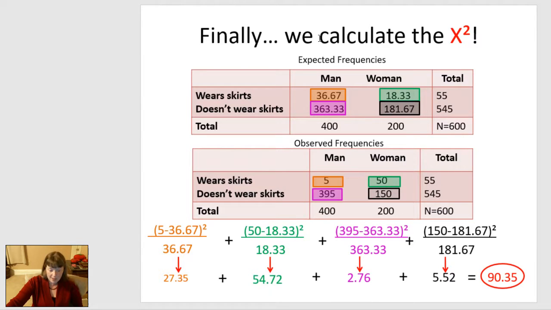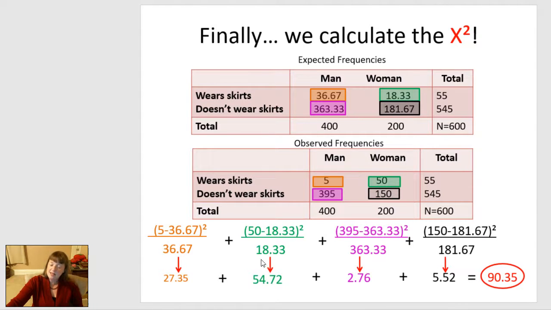Now I'm just going to calculate my chi-square exactly as I did before. I take what I actually observe in my data, 5 men wearing skirts, and I subtract what I would expect to see, which I unfortunately had to calculate because my marginal frequencies were unequal. So I take 5 minus 36.67, then I square that, and then I divide by what I expect to see. So I'm doing this for the orange cell, men wearing skirts. What I observe minus what I expect, square that, divide by what I'd expect to get 27.35.